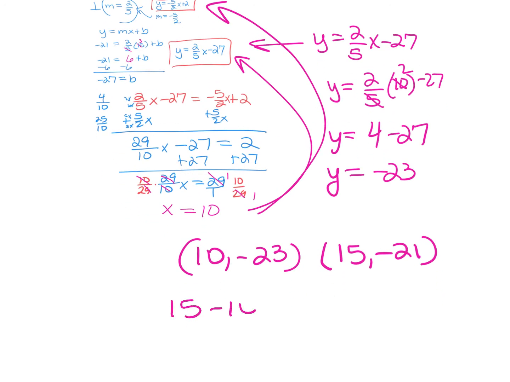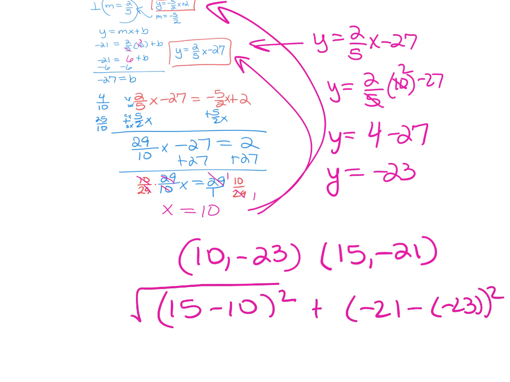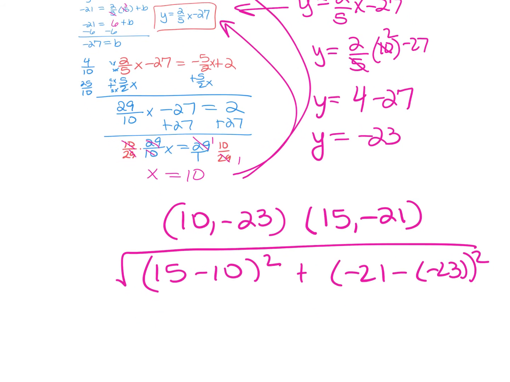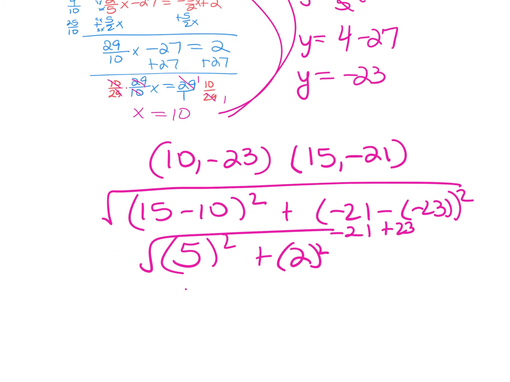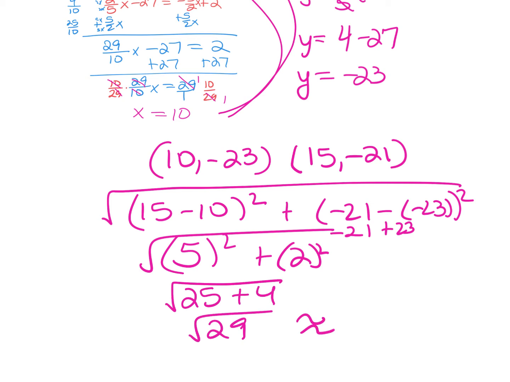x2 minus x1 squared plus y2 minus y1 squared, all under the radical. 15 minus 10 is 5. This turns into negative 21 plus 23, which is positive 2. I'm going to square them, and I'm going to add them. And then on the test, you would leave it as square root of 29. In Big Ideas, you round it to 5.4. Yes.